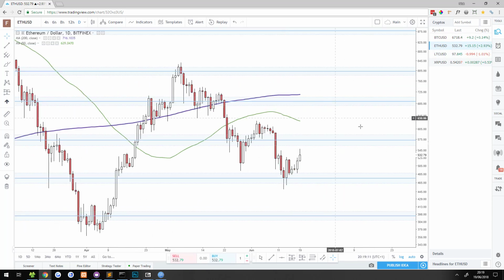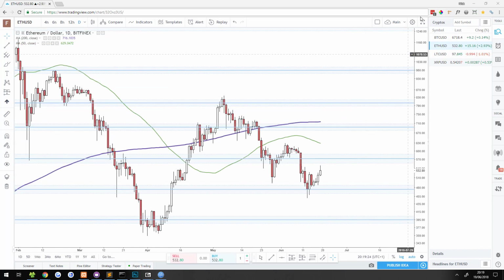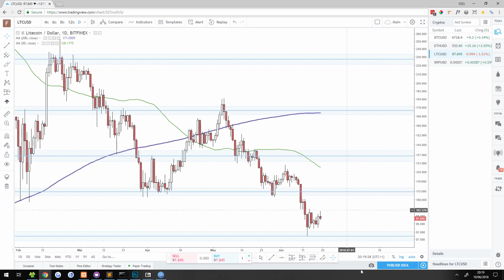Ethereum is very much in the same boat. This one hasn't quite hit its resistance area yet, but it's a similar kind of thing. We're looking for continuation. So if Ethereum manages to push up to the 570, I'll be looking for a continuation from here, a short continuation. Litecoin. Again, very similar, except this one hasn't hit its resistance yet. So if Litecoin pushes up to 113, then I'll be looking for a similar trade to BTC USD.